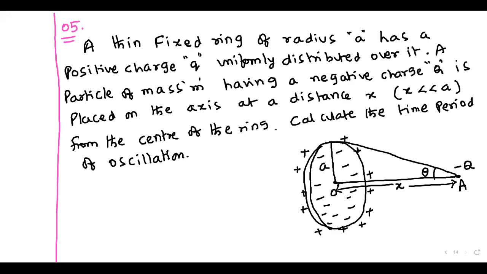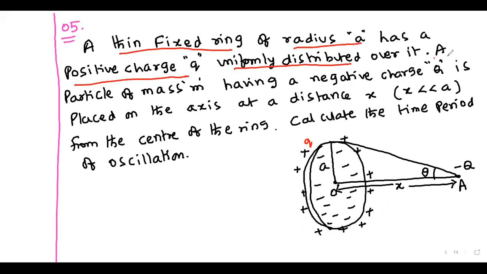Now see here, we have a thin fixed ring having radius a, having a positive charge q, uniformly distributed. That means at every point, the ratio of charge to area is the same.